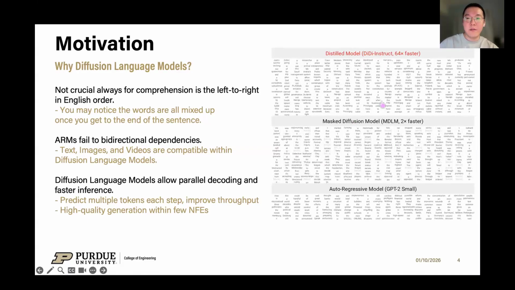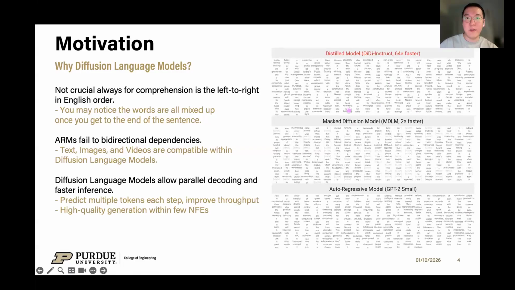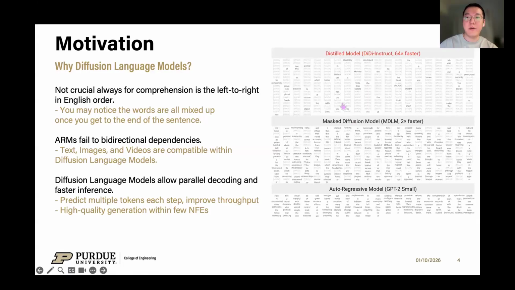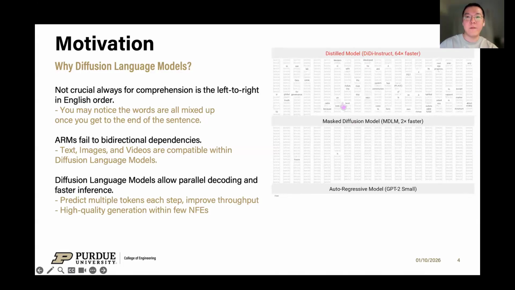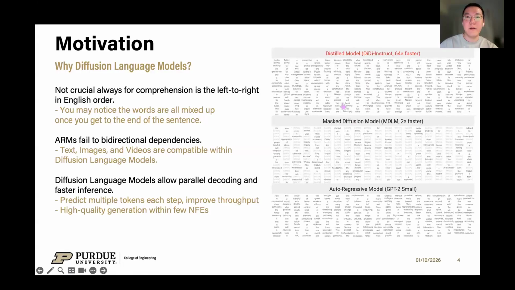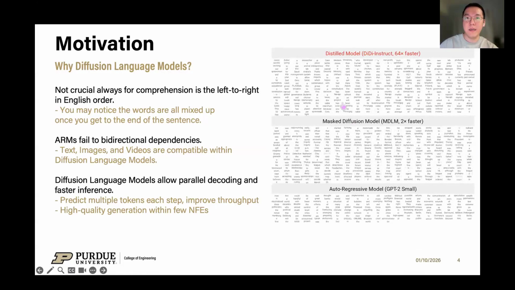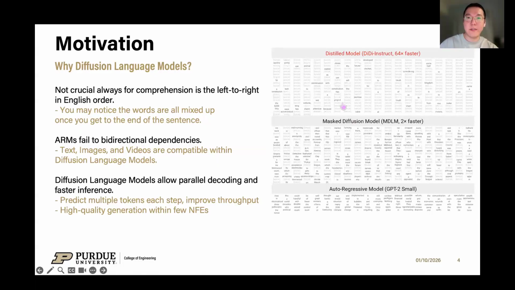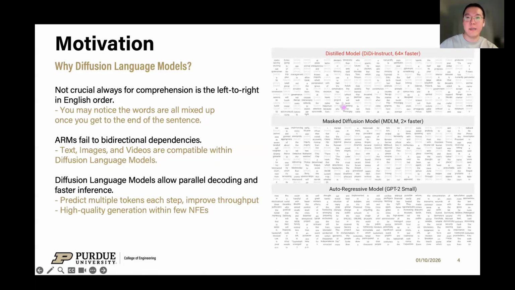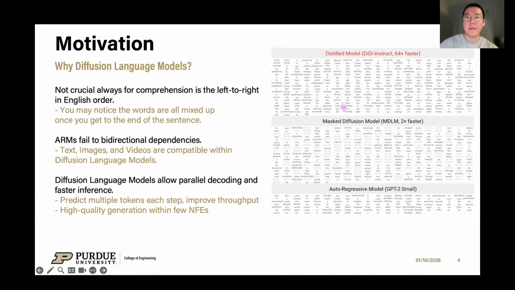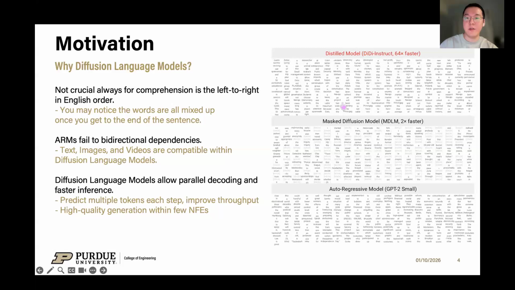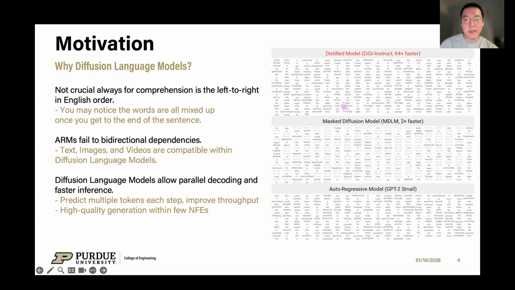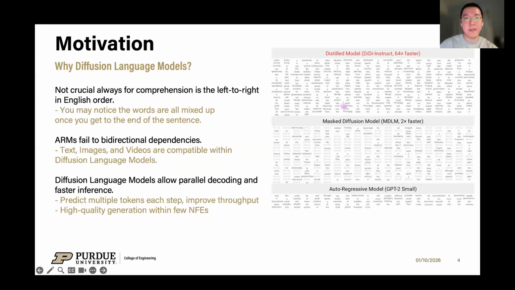To bridge this gap, we propose DiDi Instruct, and it allows sampling up to 64 tokens in a single step while maintaining high quality. Without any infrastructure optimization, this means it achieves about 64 times speed up compared to an autoregressive model. And this is the motivation for which we developed DiDi Instruct.